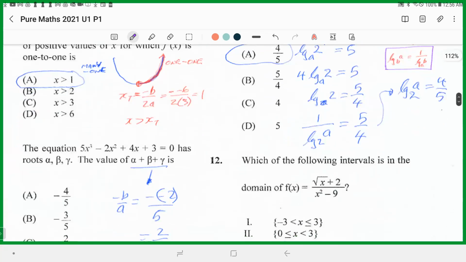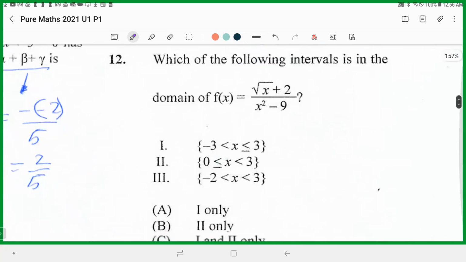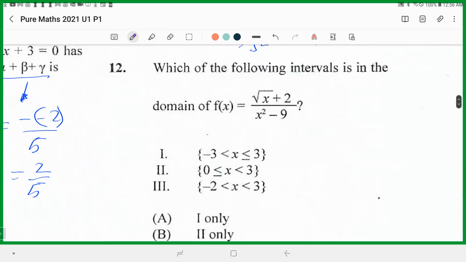I'm telling you. This question says, which of the following intervals is the domain of this? Which of these is the domain?